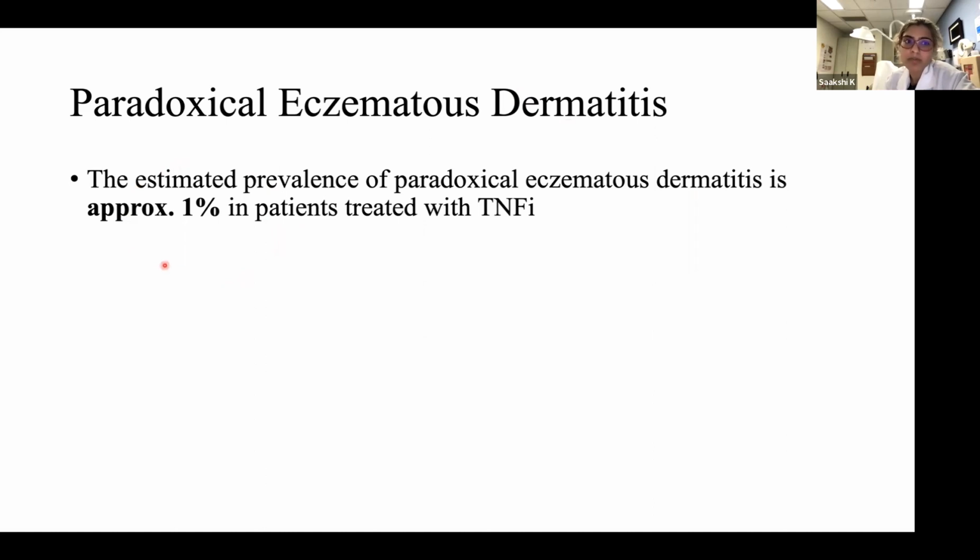That's less common. It's about 1% of patients that are treated with anti-TNF. The issue with this is that we don't have as much data as for paradoxical psoriasis. I did show you what eczema looks like. So about 1% of patients on an anti-TNF can develop eczematous dermatitis. And I certainly see that in my practice.